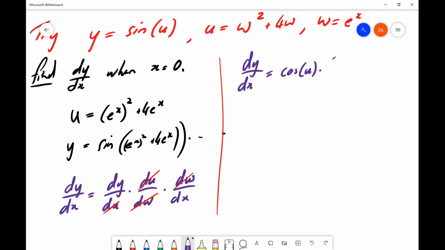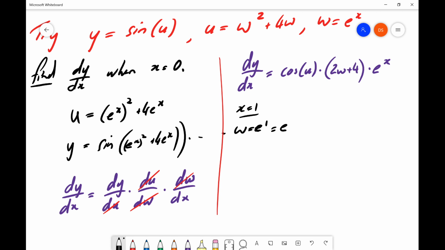What is the derivative of this? 2w plus 4. What is the derivative of this? e to the x. Now, all I need to do is plug in x equals 1. So if x equals 1, w is equal to e to the 1, which is e. Okay? So e is a number.